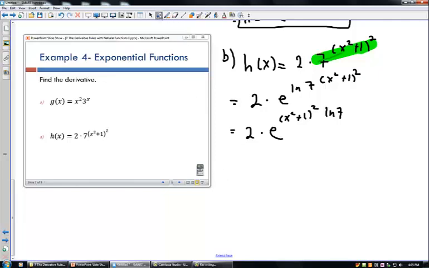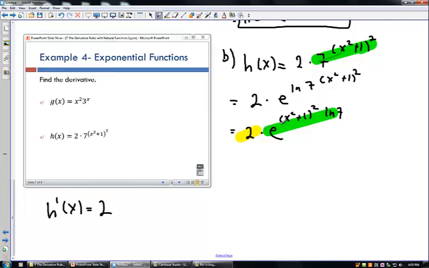And so now I'm going to take the derivative of this. And now when you see this, you have to be a little bit careful. So think about what we have here. What we have is a constant, 2, times a function, which is really 7 to the x squared plus 1 quantity squared, but we wrote it in terms of e's. So you have a constant times a function. How do you take its derivative? So h prime of x would equal the constant times the derivative of the function.